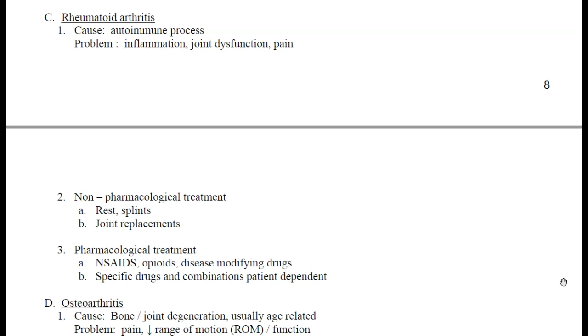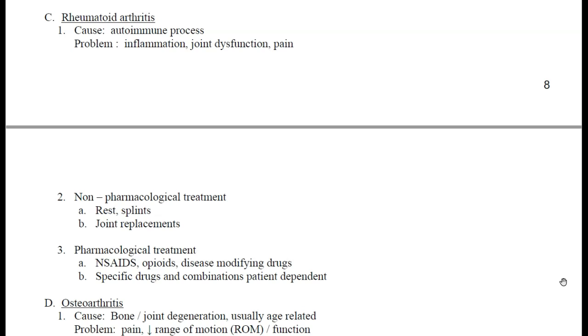This is an autoimmune process or autoimmune disease. What happens is the body starts attacking its own joints. It does cause some inflammation, joint dysfunction, and pain, and this can worsen over time if it's not treated. There are non-pharmacological treatments for rheumatoid arthritis. Often, patients are instructed to rest, splint, and sometimes they end up with joint replacement when the joint is no longer functional or when the patient's abilities become limited.